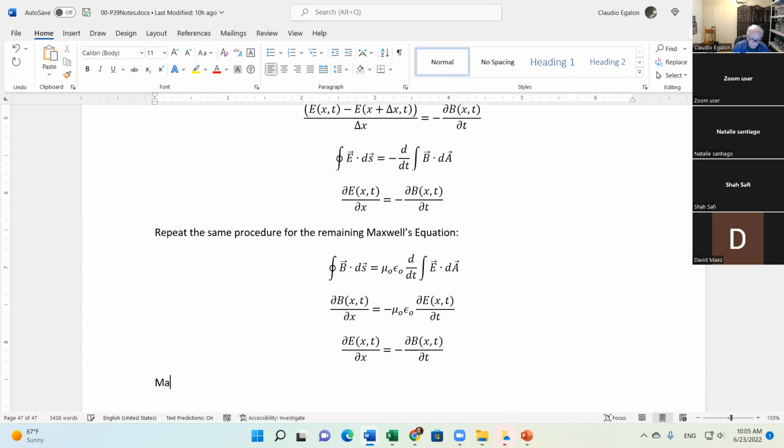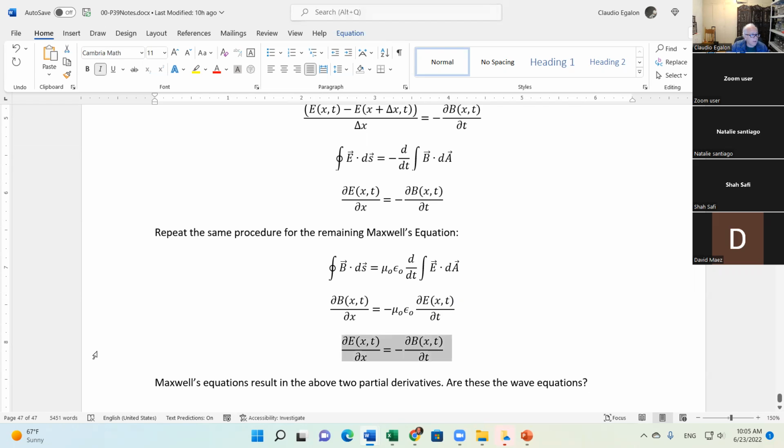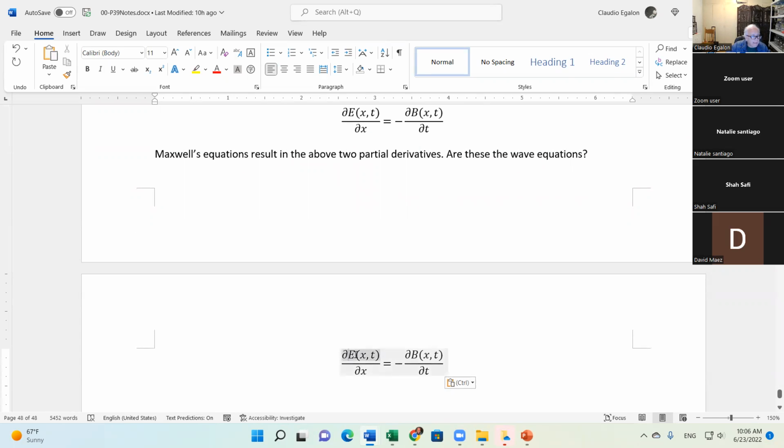Maxwell's equations result in the above two partial derivatives. The question is, are these the wave equations? Well, they don't look like the wave equation, but we can get those two equations to become the wave equation. Do you remember the wave equation? How was the wave equation? The wave equation is supposed to look something like that. Here you go.